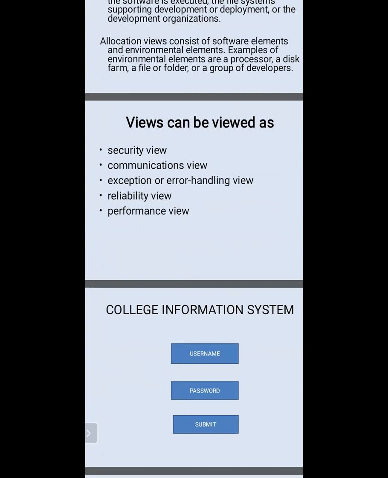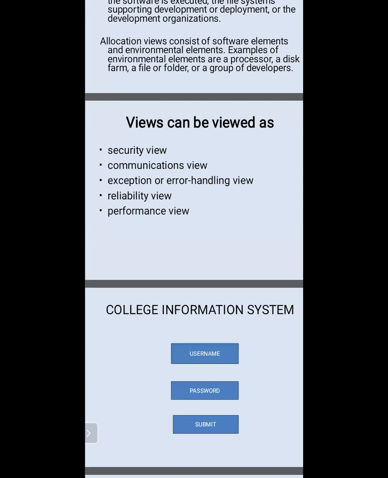In the case of the component and connector view, we identify how these modules are internally connected. In the third case, the allocation view shows how the software is received by the user. That particular view is referred to as the allocation view.